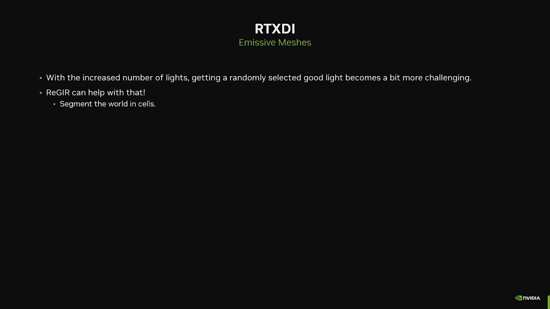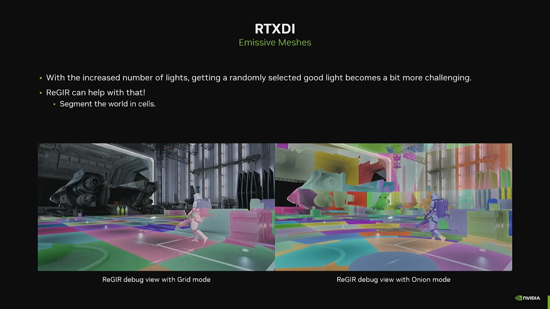But basically, what it does is it segments the world in cells. So here you have an example of a classic grid of cells and an onion mode, which is the one that we are using in Star Wars Outlaws. And for each of those cells, it will pre-select a bunch of lights. And then when we do the RTXDI initial sampling, it will select from those pre-selected lights instead of selecting randomly one of those 8,000 lights that we have in the scene. So it allows us to get a better sample from the get-go instead of relying more on the temporal and spatial resampling.